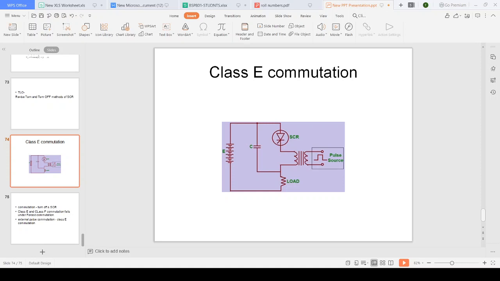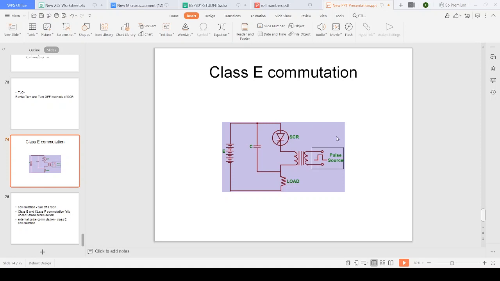As you can observe in the circuit diagram for class E commutation, it consists of a voltage source which is denoted by E, a capacitor C, a SCR or thyristor, and a transformer which is a source of pulse, or from this source the pulse signal is applied.